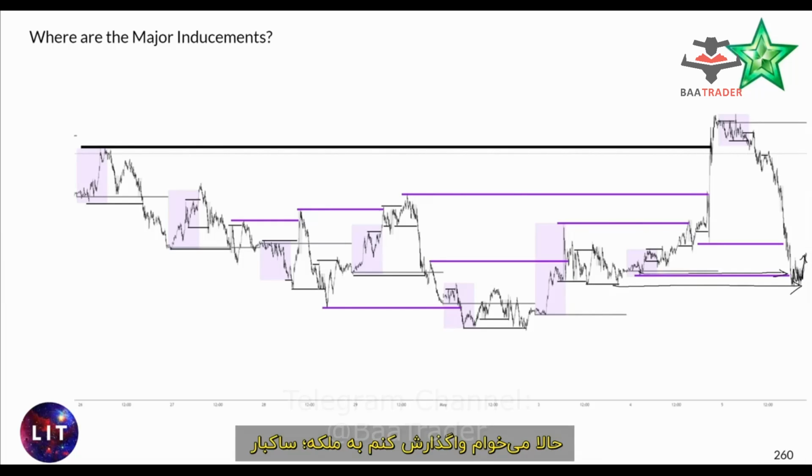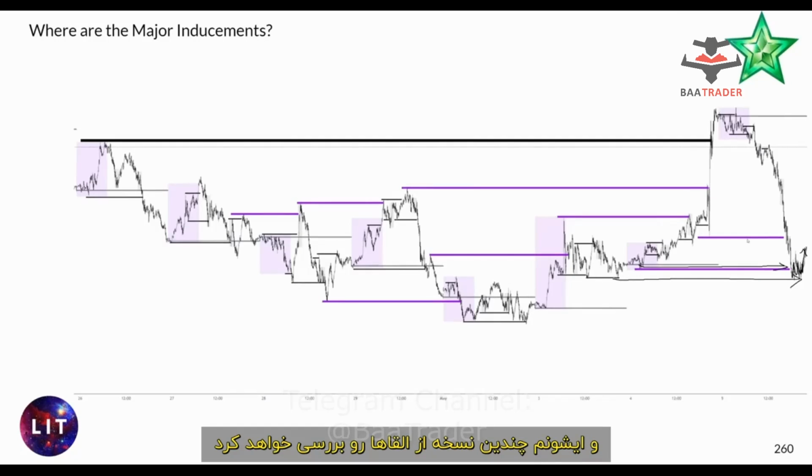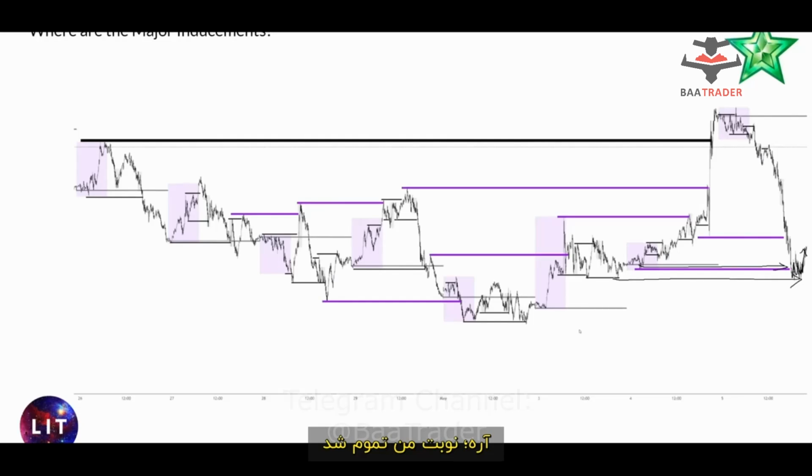Now I'm going to give it over to the Queen, Sakbar, for her part, and she'll go over again some of the variations of the inducements. And yeah, that will be my part done.